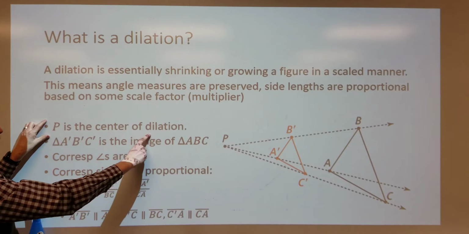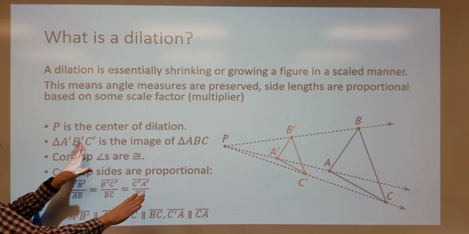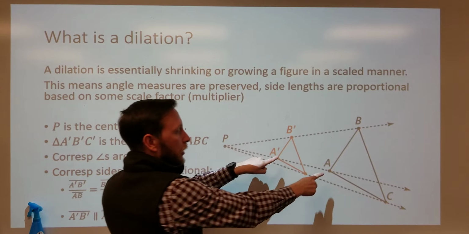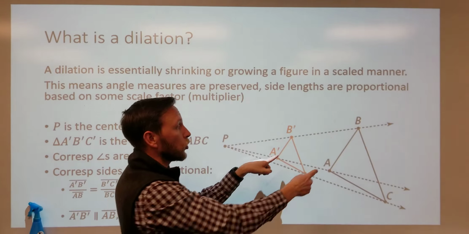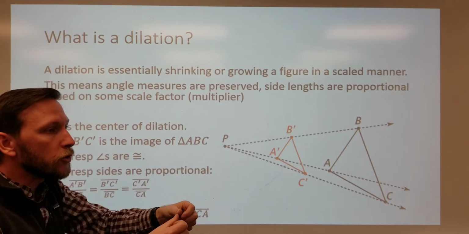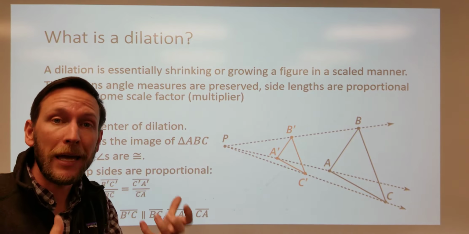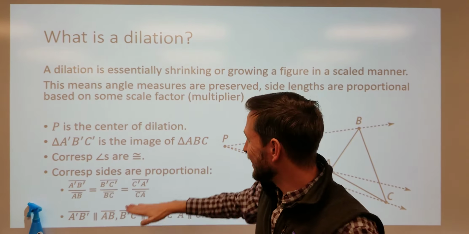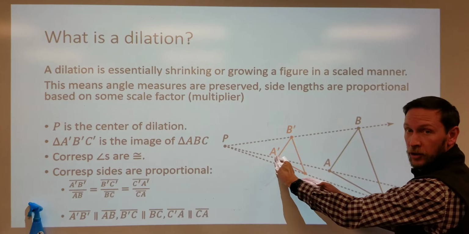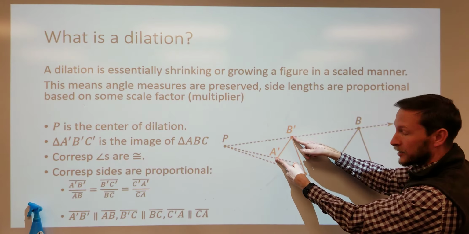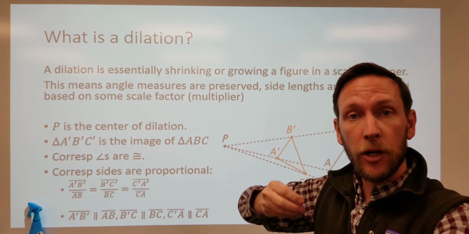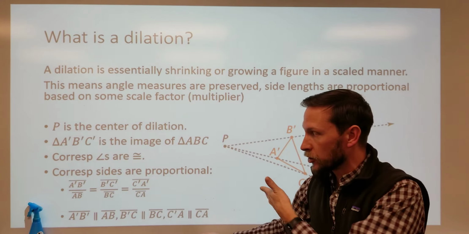All right, so P is the center of dilation. Triangle A'B'C' is the image of triangle ABC. There's that vocabulary. Corresponding angles: these corresponding angles are congruent to one another. So the angle at B prime is congruent to the angle at B. They have the same measure. When you do this enlarging or the shrinking, the angles maintain their measure, all right? But the sides are going to be proportional in length. They're either going to shrink the same way, this one is smaller than this, in the same way that this side of the triangle is smaller than that. It's the same scale factor by which we shrink or enlarge the dimensions of the shape.